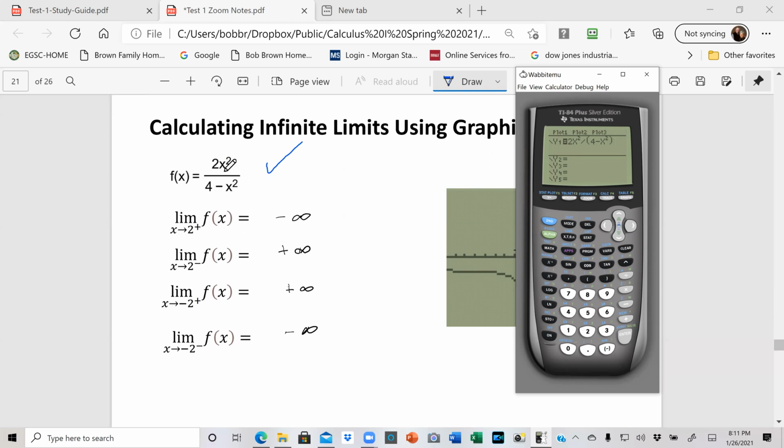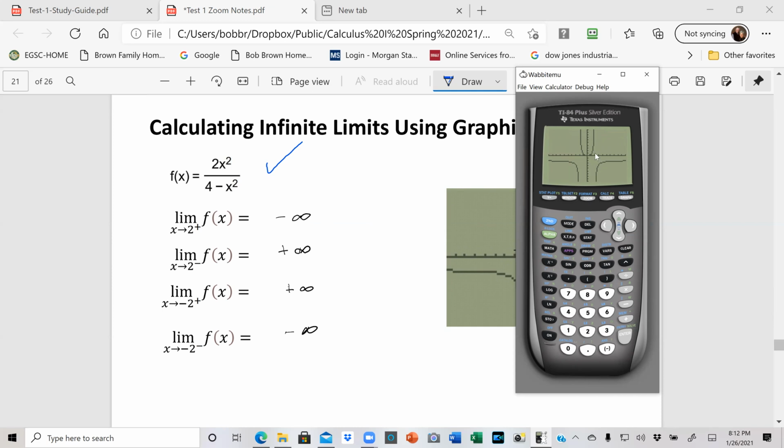You can see there's going to be something happening at x equals 2, right? That's where the denominator is going to be 0. So I'm going to zoom to the standard window, zoom 6. Zoom to the standard window. And see the graph?